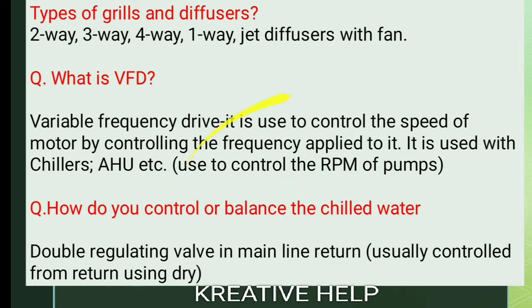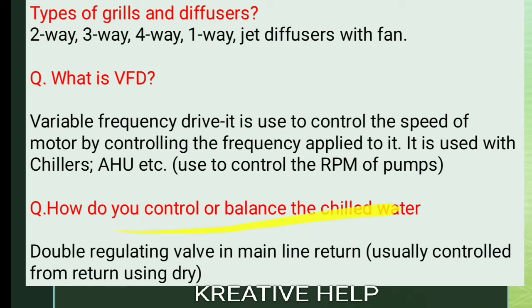Frequency is directly proportional to speed, there is a formula for it. So it is used for chillers and HVAC. Basically this is used to economize our electricity. So this is used for that.